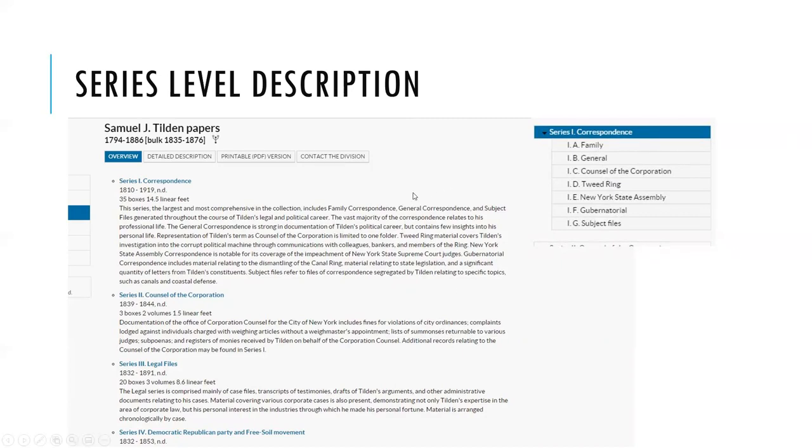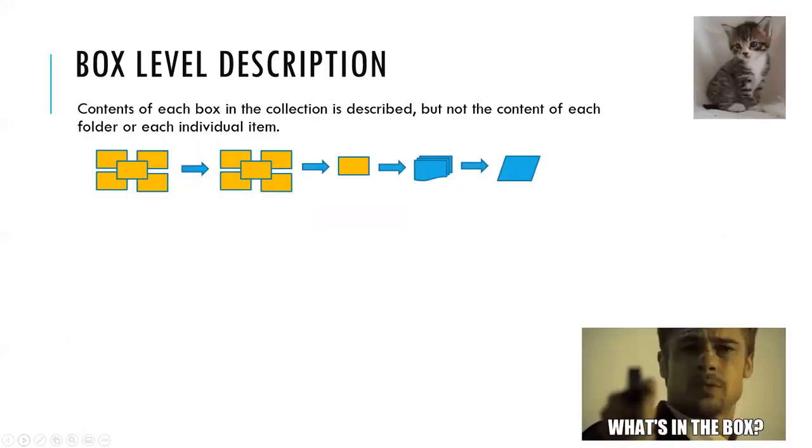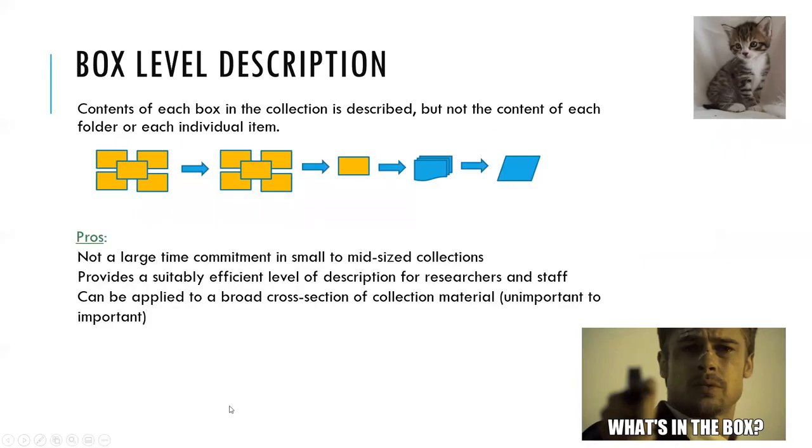So again, it's a lot more useful than collection level description, but still can result in a lot of effort on behalf of your staff and archivists, or staff and researchers. So next we have box level description. So this is where the contents of each box in the collection is described, but not the content of each folder or each individual item.